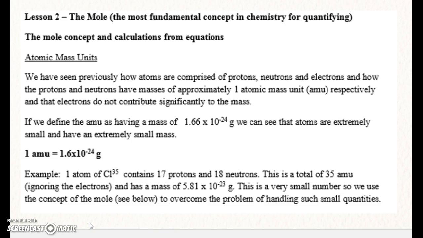Okay? So this example here just talks about how if something has 17 protons and 18 neutrons, it has a total of 35 AMU because we ignore the electrons since they don't contribute significantly to the mass. As you can see, this mass is very small, 5.81 times 10 to the negative 23rd grams, and this reflects the fact that atoms are very, very small, so we have to be able to talk about them in a bigger quantity so that they make sense to us. One atom would be so small since it only has a mass of 5.81 times 10 to the negative 23rd grams.